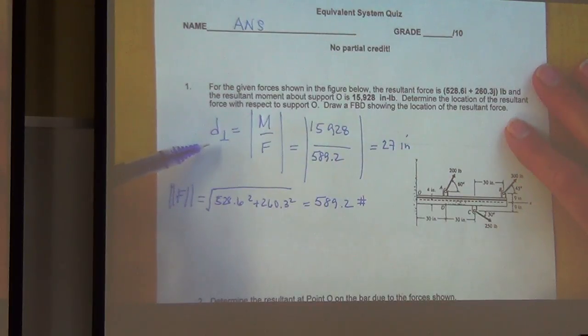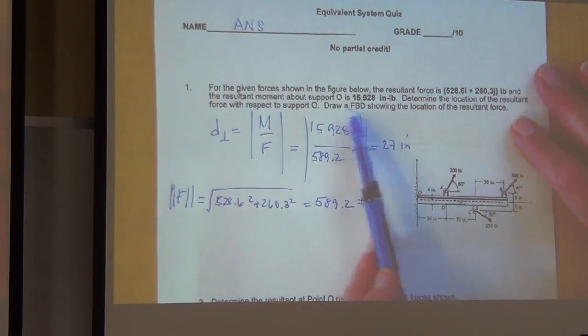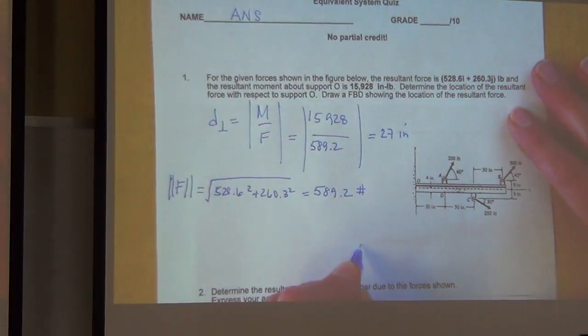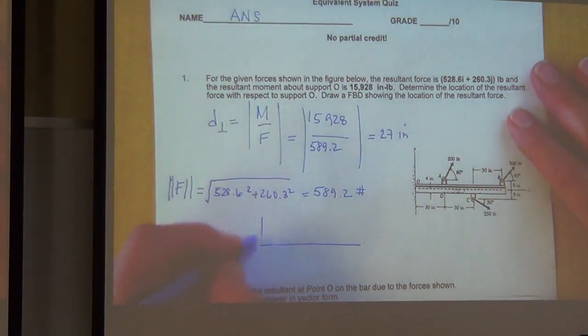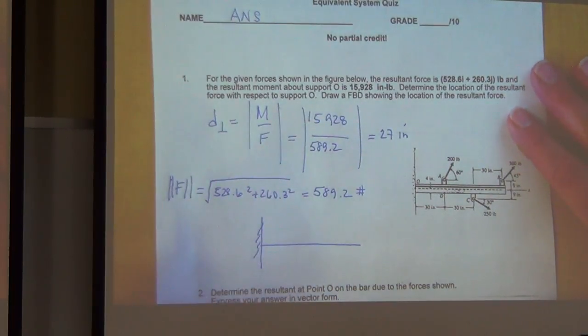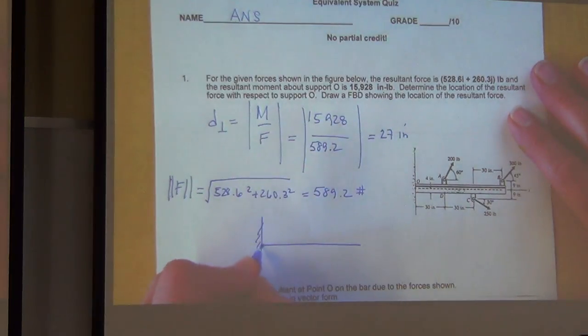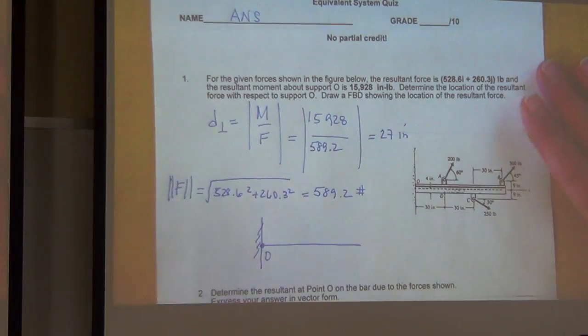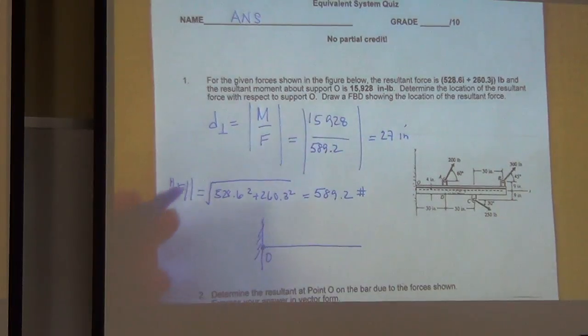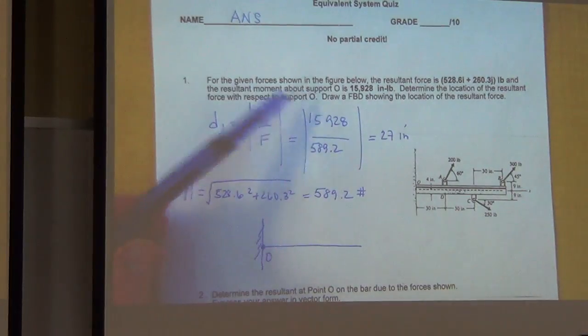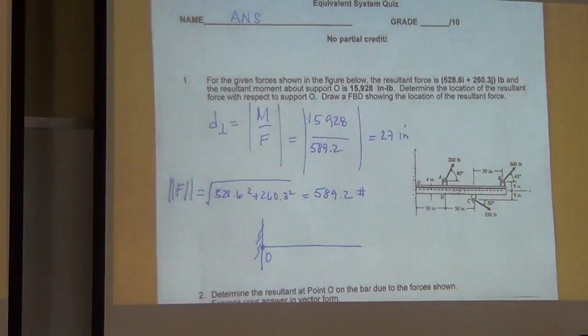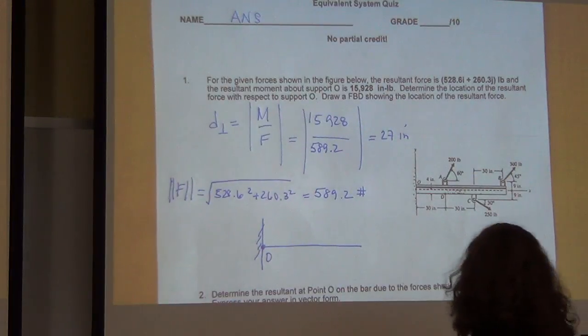So did I just find the location of the force now? Yeah, I found the perpendicular distance. But they also want us to draw the free body diagram. So here's my free body diagram. We're doing it all about what point? O. So here's point O. Is it okay if you didn't draw the wall, but just the bar? Yeah, if you just drew the bar, it's fine. Okay, so everybody put their right hands in the direction of the force.